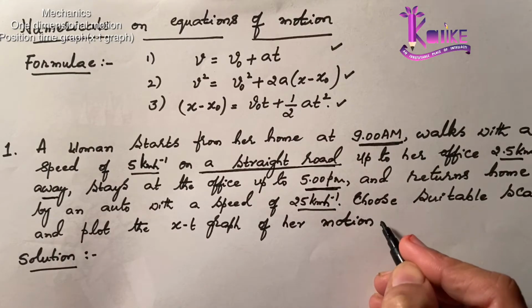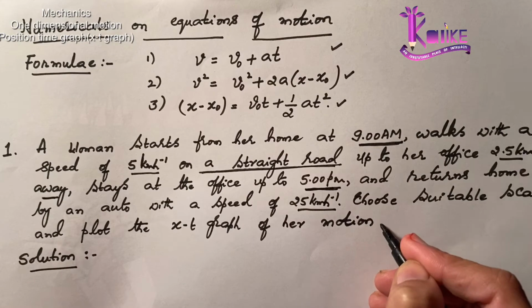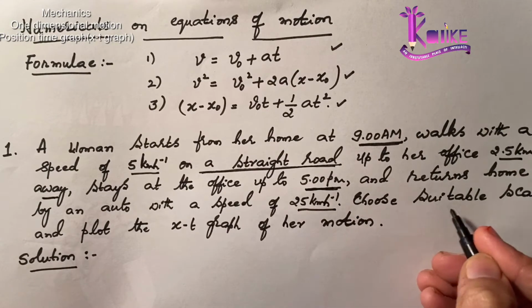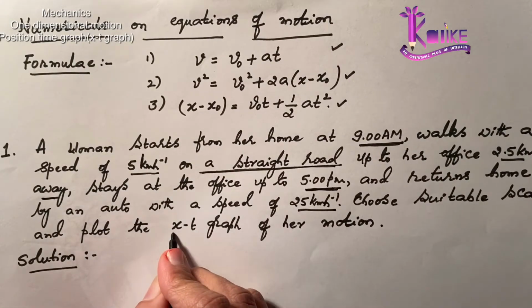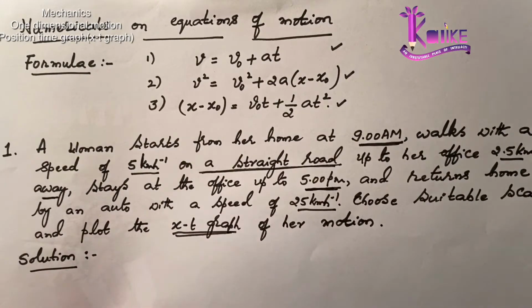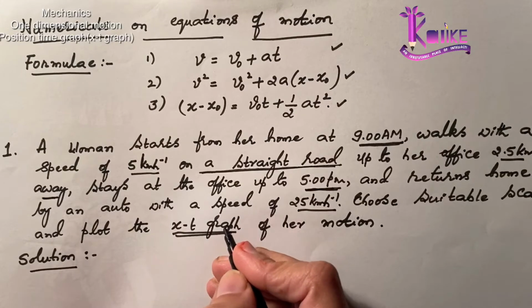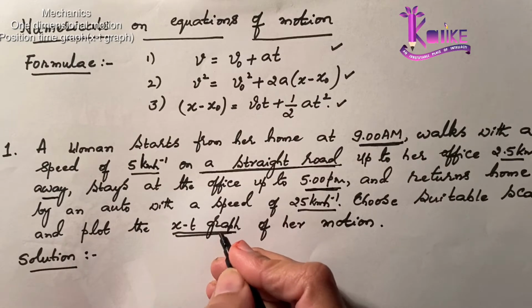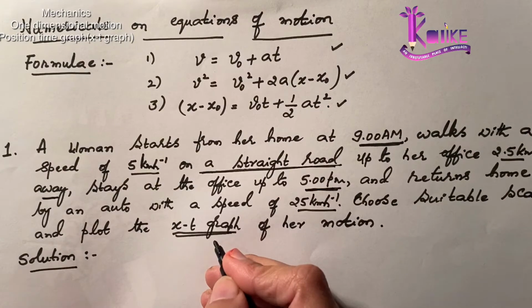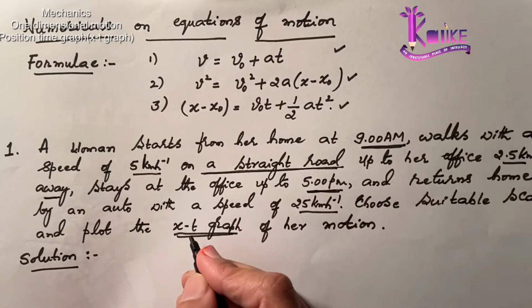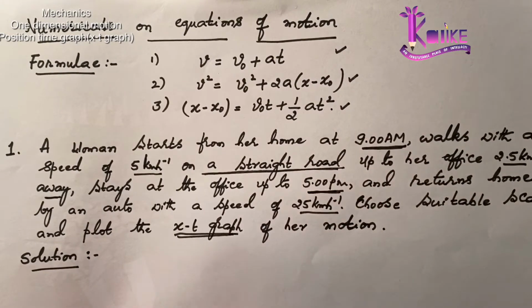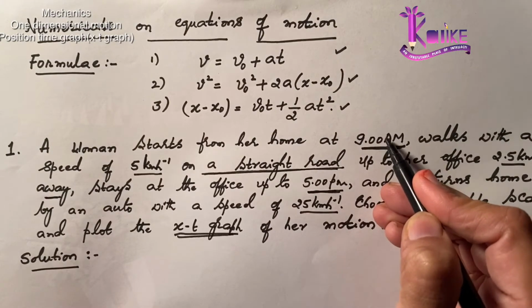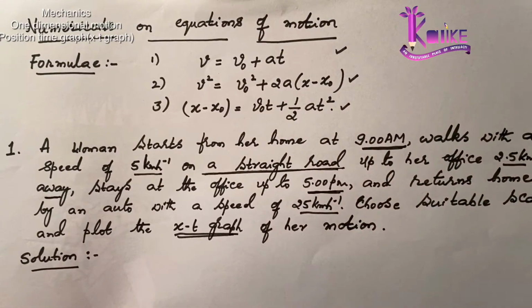So what is the question involved here? What are we supposed to find out? Now, we are asked to choose suitable scales and plot the xt graph for motions. What do you mean by an xt graph? An xt graph is a position time graph. So you're being asked to plot the position of the woman at different instants of time. So we know 2 instants of time that are being given here. So you need to know her position at different instants of time ranging from 9 a.m. till 5 p.m. and then you can plot the graph.